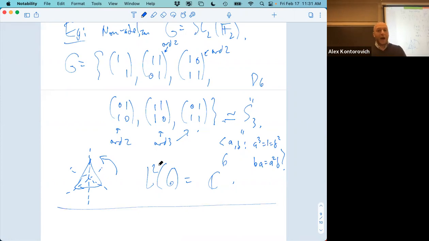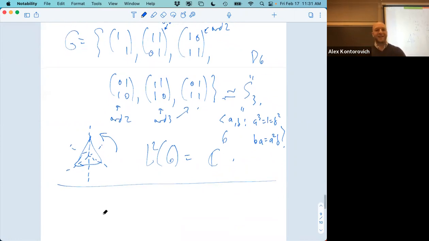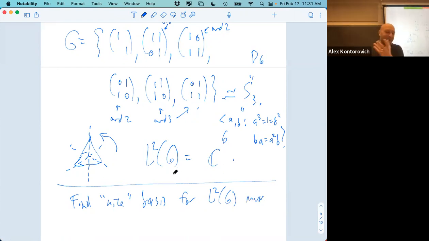Okay, so how can we decompose this 6-dimensional vector space into a nice basis? We probably won't have time to do it today. So find a nice basis for L2 of G that respects the G action. That's invariant. Well, not individually, but I'm just saying more words that mean decompose this into irreducibles, giving invariant G subspaces, G representations.